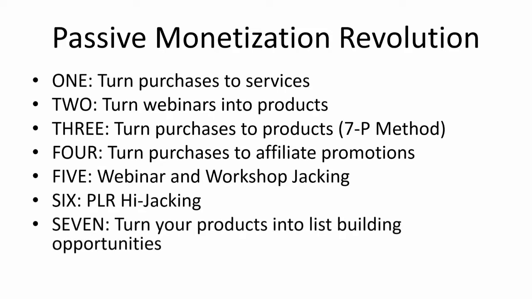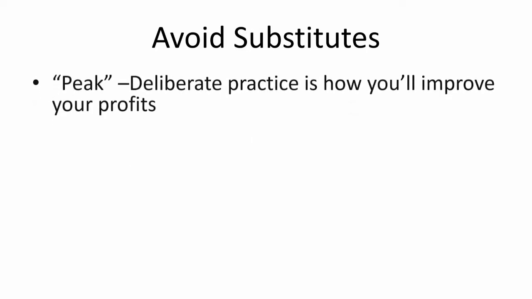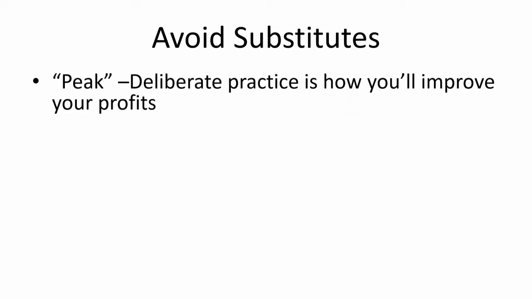Now we want to end our session today by talking about avoiding substitutes. Now in the book Peak by Anders Ericsson, he talked about the fact that deliberate practice is how you're going to improve your profits. So in other words, the only thing that's really going to improve you as an entrepreneur, as a marketer, is making sure that you do over and over again the things that are going to make you successful, learning from your mistakes.